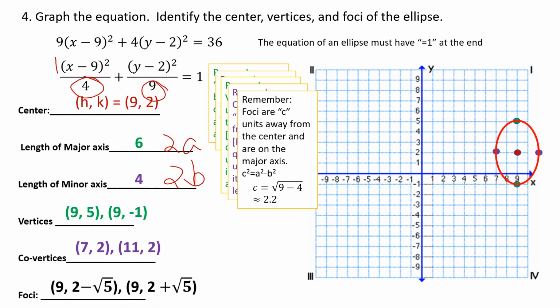So one of them is at 9, 2 minus root 5, and one of them is 2 plus root 5. So the first focus is at 9, and if I do 2 minus 2.2, that's about negative 0.2. And the second focus is at 9, 2 plus 2.2, that's about 4.4. And I put the foci.